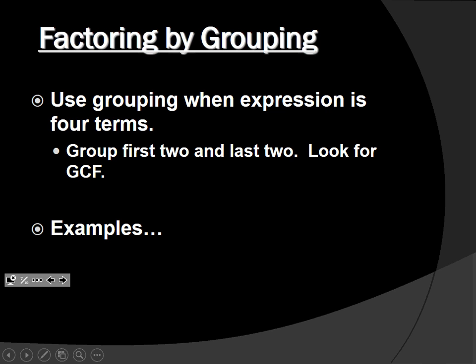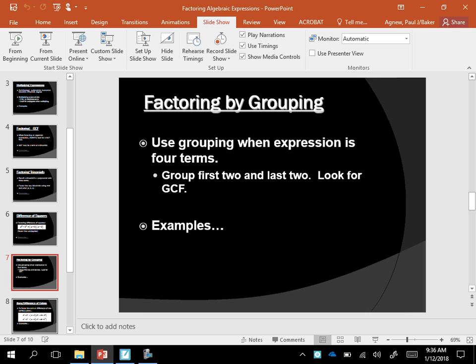If we had 6 terms, we might group the first 2, the middle 2, and the last 2, or the first 3 and the last 3. If we had 8, same thing. We might group the first 4 and the last 4, or do groups of 2, or whatever we think might be helpful for us in terms of factoring. But we're going to group different pieces together and then look for a GCF along the way.